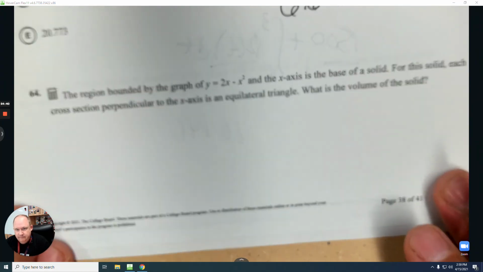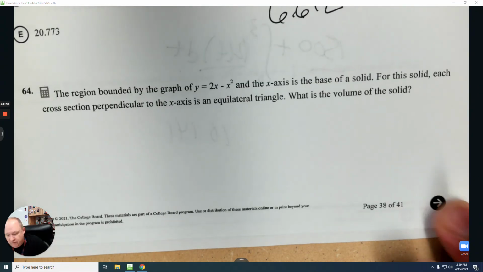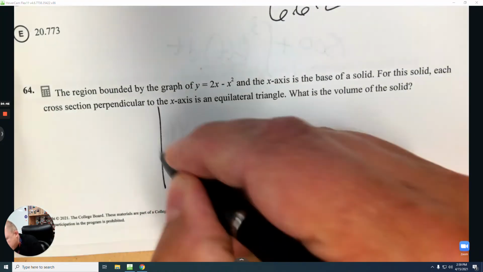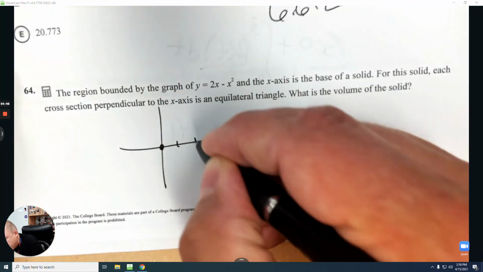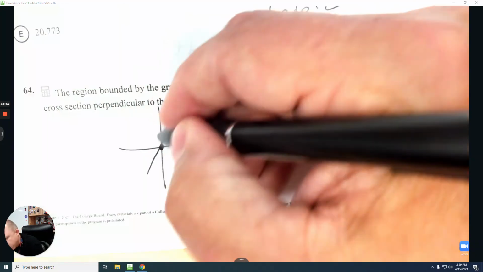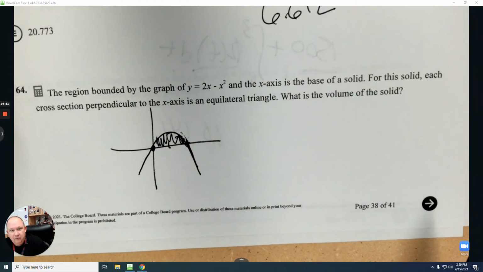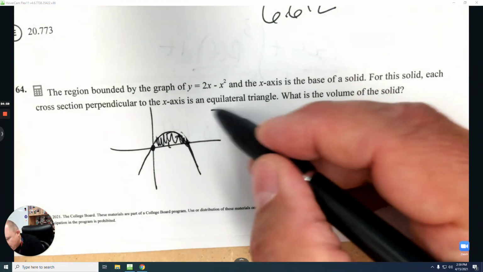64. You have a graph 2x subtract x squared. If you graphed it, we have intercepts at 0 and 2, and it's a parabola that's folding down. This is the area here. And it says it's perpendicular to the x in an equilateral triangle.